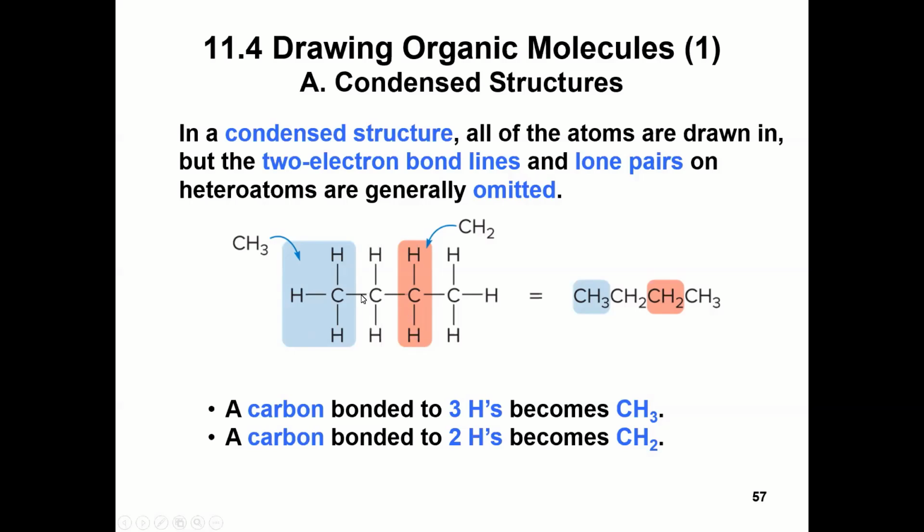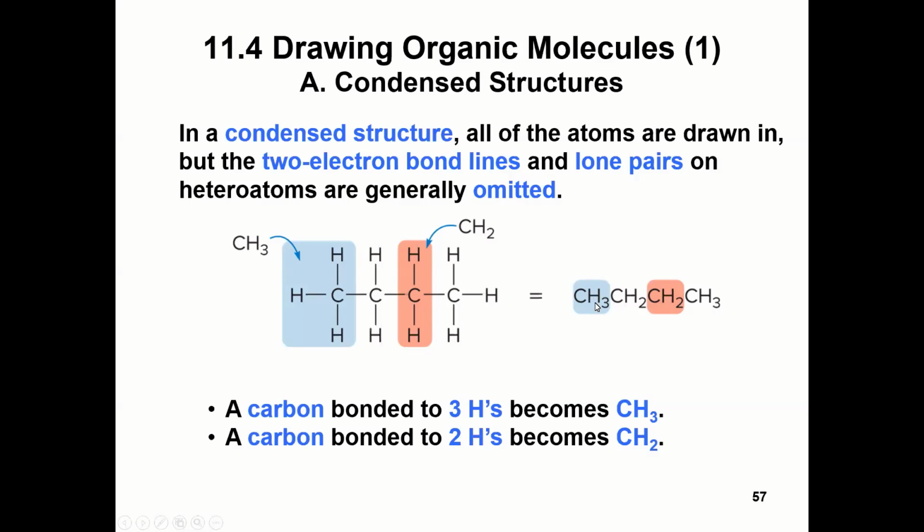It designates a carbon bonded to 3 hydrogens, and that becomes CH3. Now, if you have a carbon that's bonded to, say, 2 hydrogens, like the second and third carbon, we denote that CH2. Then we just go down the chain. We have CH3, the carbon bonded to 3 hydrogens. Then we write CH2, the carbon bonded to 2 hydrogens, the other carbon bonded to 2 hydrogens, and then we have another carbon bonded to 3 hydrogens. So this becomes a condensed formula.